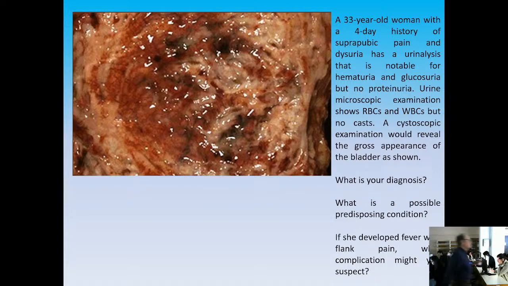Kidney stone. No, this is not a stone. You open the bladder and this is the mucosa of the bladder. This is not a stone. This is how the mucosa looks. Of course, there could be a stone there in the bladder eroding the mucosa, where it would look like that. But if you see an erythematous mucosa, what is the first thing you think of? Yes?